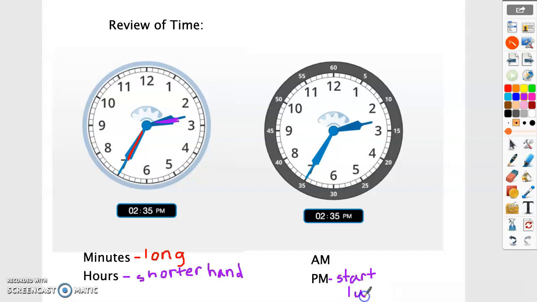And that's when AM starts. AM starts in the night. It's 1 a.m. Or actually, I could put 12 a.m. And that starts at night. Let me just move that away.